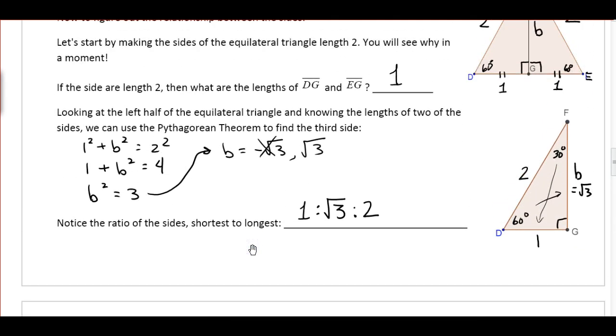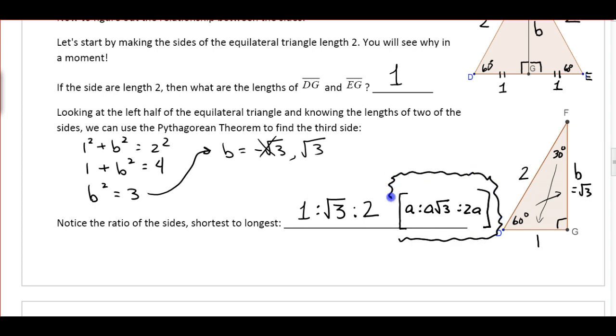So, and again, a lot of times what we like to do is add a variable to these, and again, I'm just going to use the letter a. You can use whatever letter you want. So if I put a's with these, then the ratio of the sides would be a to a root 3 to 2a. Okay, so this then becomes your important ratio for 30, 60, 90 triangles.